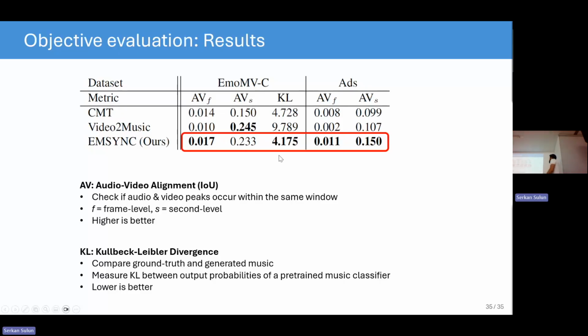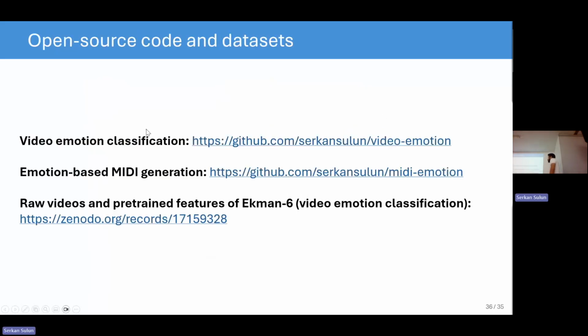Our approach beats the state of the art in everything except the second-level audio alignment, only on the EMO-FB dataset. But even here, the difference is quite small. Then you have the open source code and datasets. The last one, the video-based music generation, is still not open source because we're still doing revisions on the paper. I'll make it open source. This is my GitHub repo, so you can go to it, and when it's updated, you will see it.